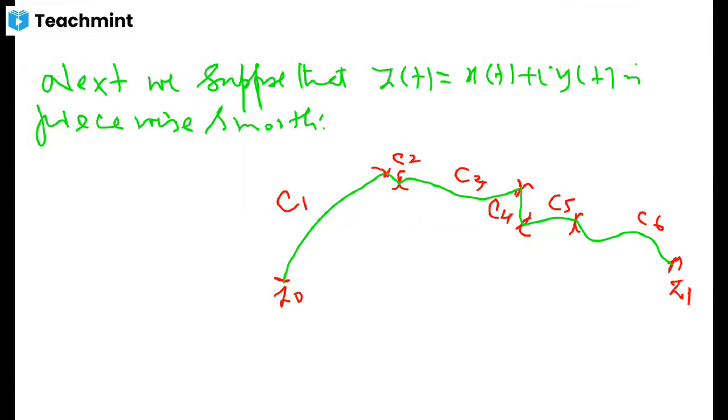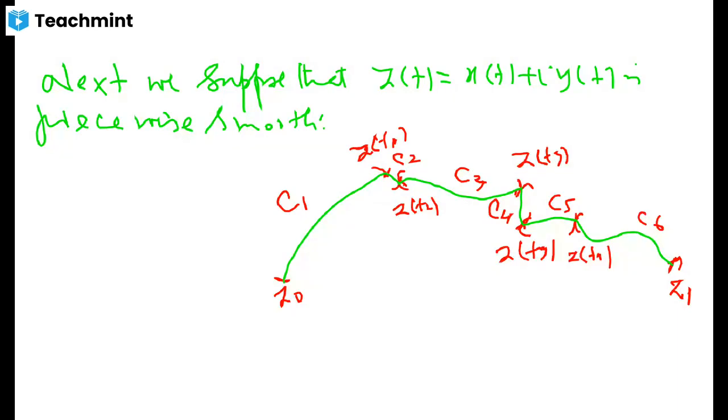So let me call this z of t1. Another point, let me call it z of t2. Let me call this z of t3. So at each of these points, z of t4 in this way.